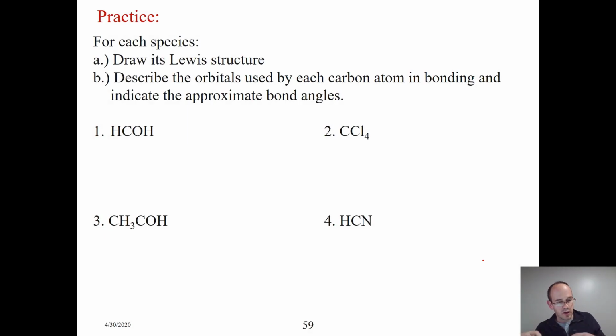Same thing with this one. This one's asking you to draw Lewis structures and describe the orbitals used in each one. So that's the hybridization, and then showing the orbitals used in each bond and indicating the approximate bond angles.